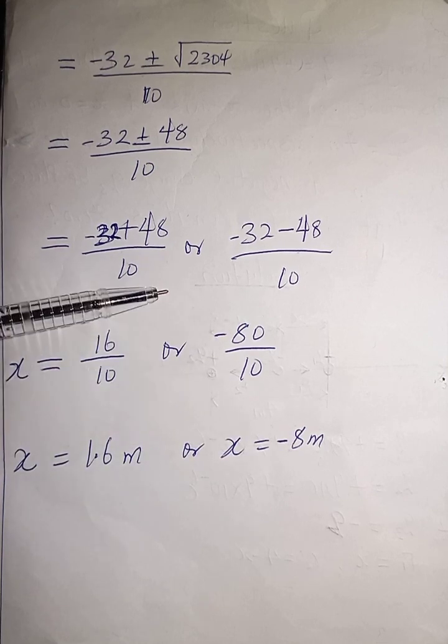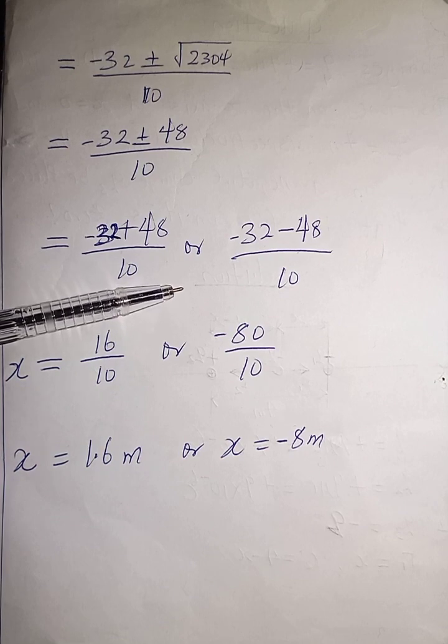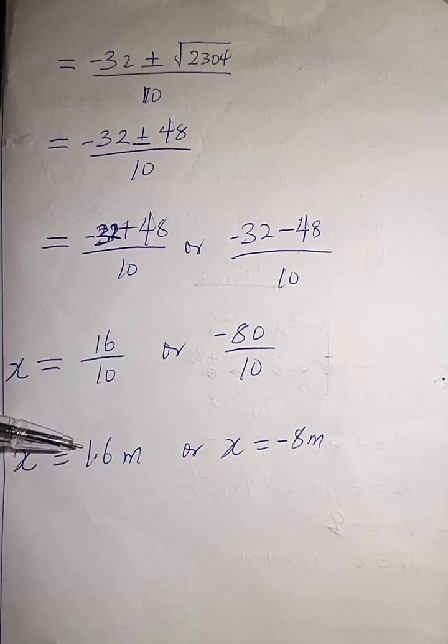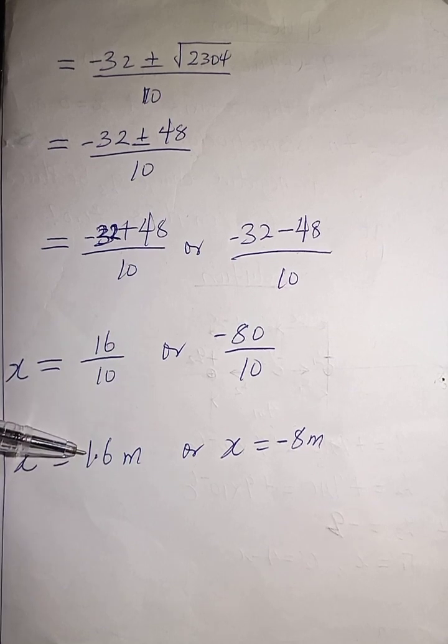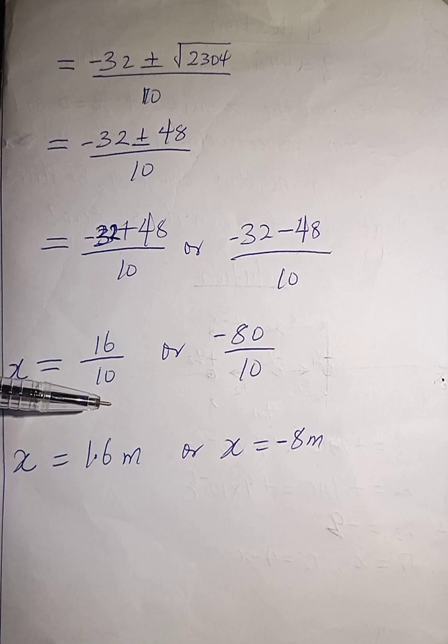But remember the question we're solving. The distance we're taking was to the positive s, so the positive answer should be the correct answer. The most correct answer here should be the positive one, which is 1.6 meters. So this is the normal solving.